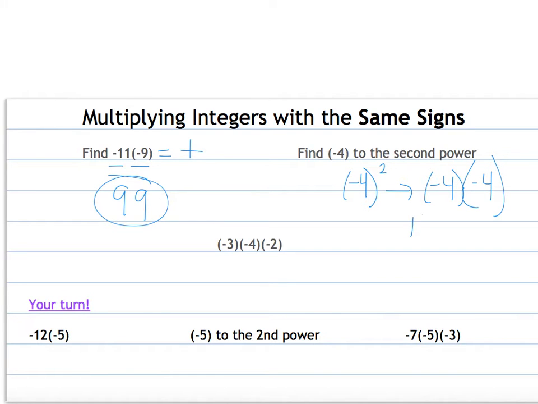Same sign, positive answer. Down here, it gets a little tricky when there's 3 numbers. So order of operations, just go left to right. Negative times a negative, -3 times -4, we get a positive 12, but then we're still multiplying by -2. So now they're different signs, so it's going to be a negative answer. 12 times 2 is 24.